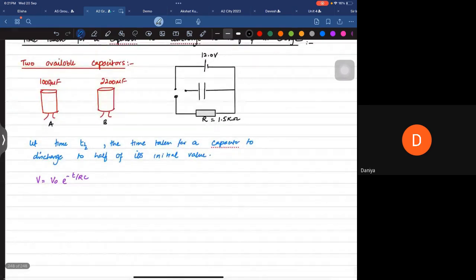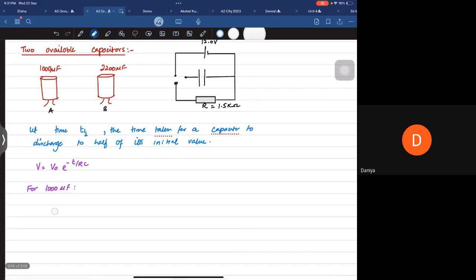Now, first of all, we will be doing it for 1000 microfarad, right? We can put the values. V equals to V naught e to the minus. We're finding this t half. Is it clear, everyone? Yes.